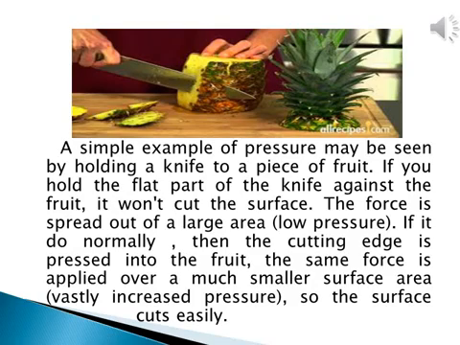A simple example of pressure may be seen by holding a knife to a piece of fruit. If you hold the flat part of the knife against the fruit, it won't cut the surface. Why? Because the force is spread out over a large area, so it experiences low pressure. On the other hand, if you turn the blade and try to cut the fruit with the normal edge, then the cutting edge is pressed into the fruit. The same force is applied over a much smaller surface area. So it has increased the pressure. Then the surface cuts easily.